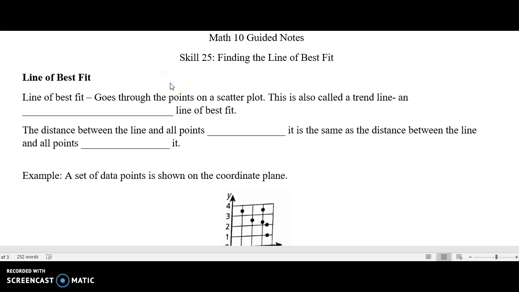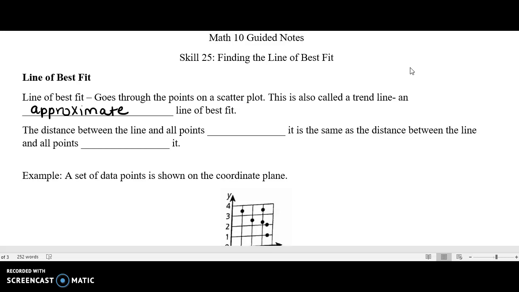Miss Parsons here. Today we are going over Skill 25 guided notes, finding the line of best fit. Okay, so what is a line of best fit? The line of best fit goes through the points on a scatter plot. Sometimes we call it a trend line, and it's an approximate line that fits the data best.